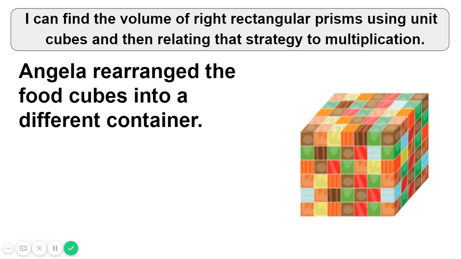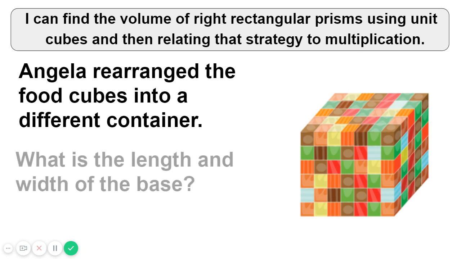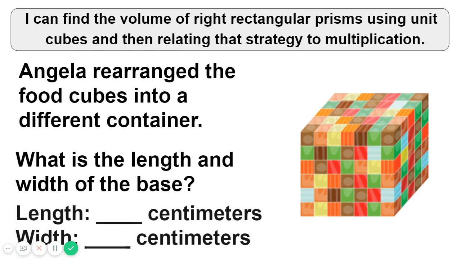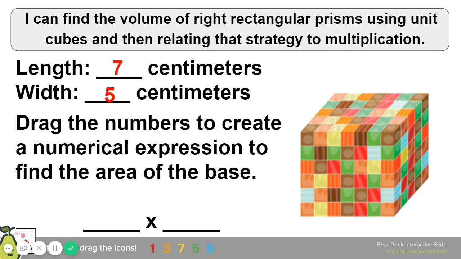So then Angela rearranged the food cubes into a different container. What is the length and the width of the base? So that bottom layer, that's our base. All I have to do is count. The length going along the bottom is 7 centimeters, and the width is 5 centimeters. Now it's your turn. Drag the numbers to create a numerical expression to find the area of the base.